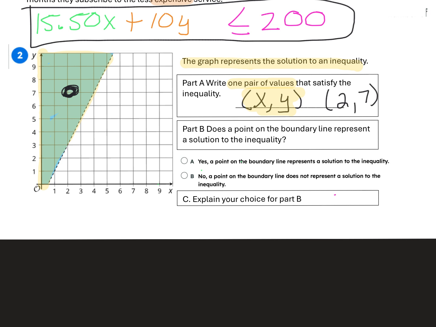But you could have gotten something different if... I'm sorry, I just had a brain cramp moment. Okay, so as long as it's in that shaded region, though, yours will work.